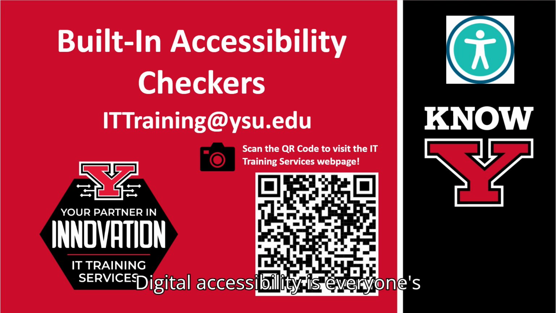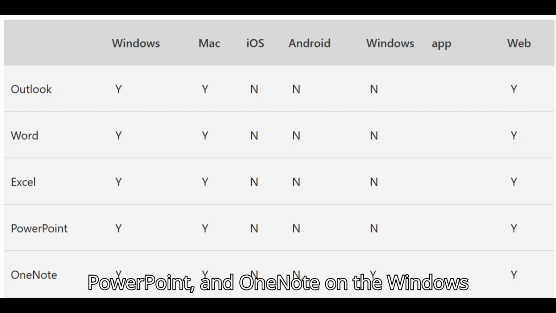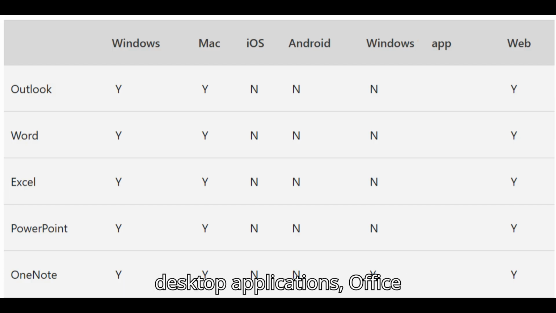Digital accessibility is everyone's responsibility at YSU. To help ensure that your Microsoft 365 files are accessible, use the Accessibility Checker, a free tool available in Outlook, Word, Excel, PowerPoint, and OneNote on the Windows desktop applications, Office 365 for the web, or Mac.